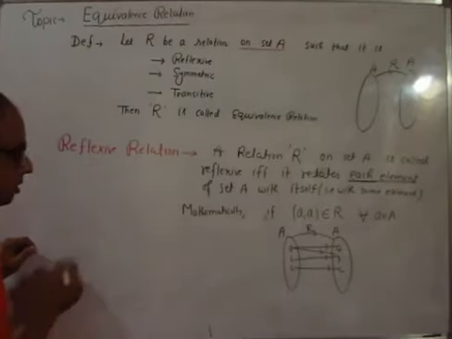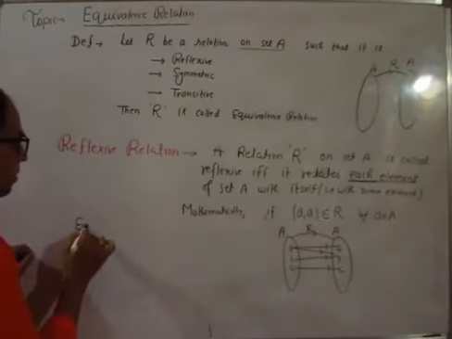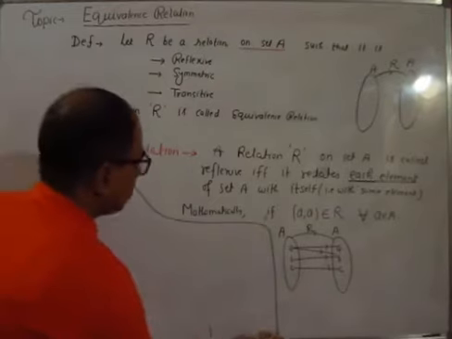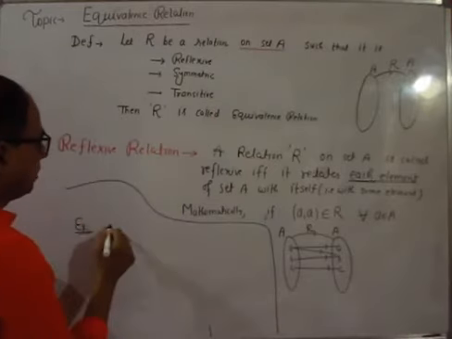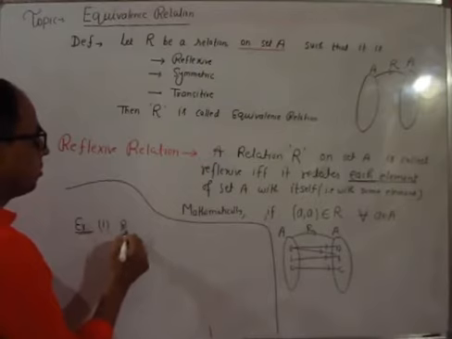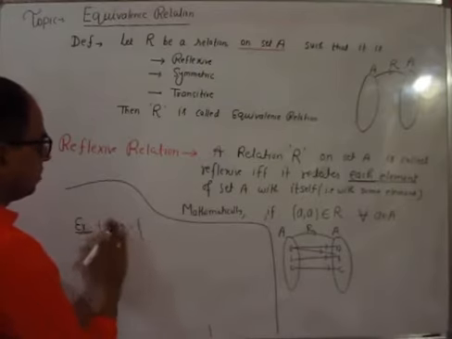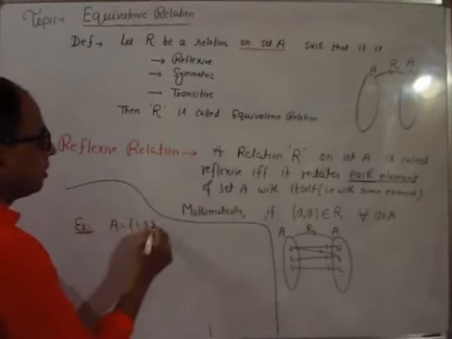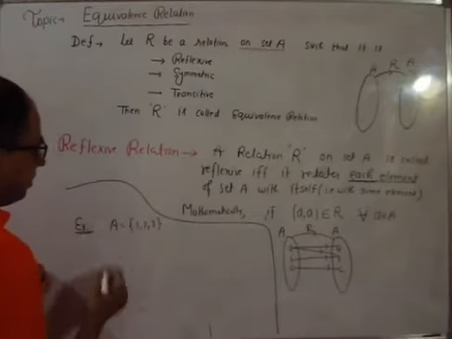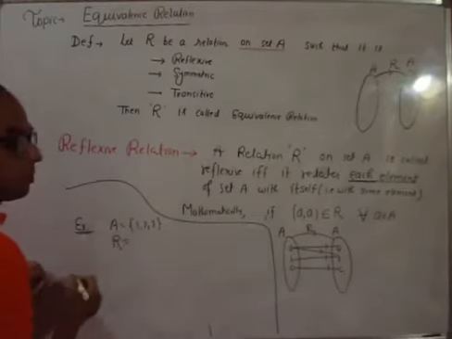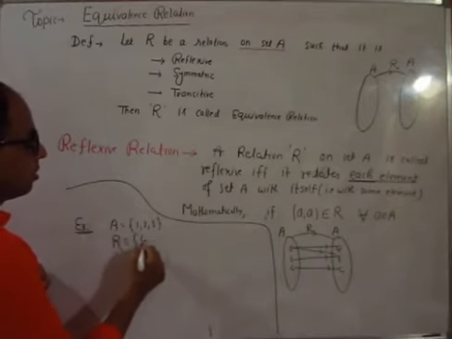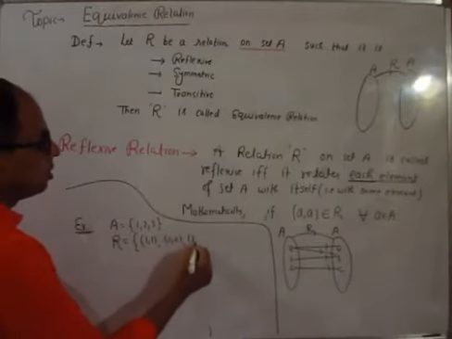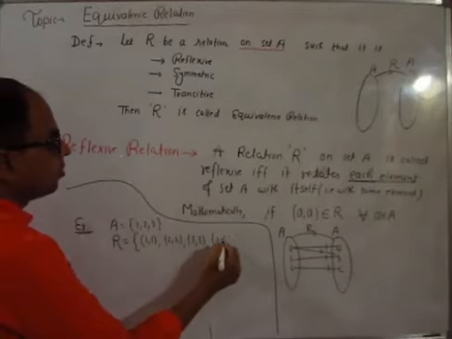Now let us take one example, then it will be clear. Let us take one relation. Suppose A is a set {1, 2, 3}, and R is a relation such that 1 is related to 1, 2 is related to 2, 3 is related to 3, 1 is related to 2, this one.